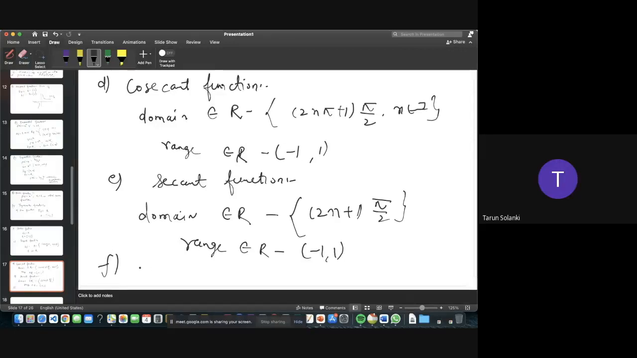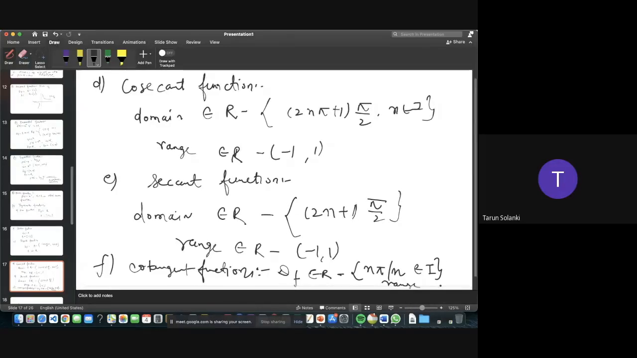The last is the cotangent function. Okay, so here domain belongs to R minus nπ, and n belongs to integer, and the range is R, right? Range is R.